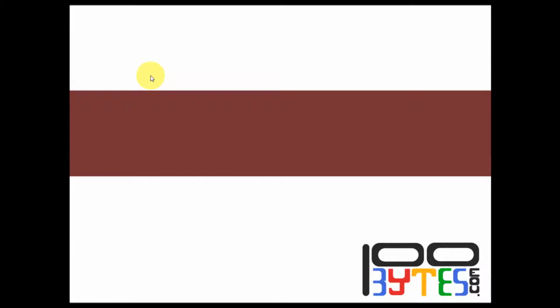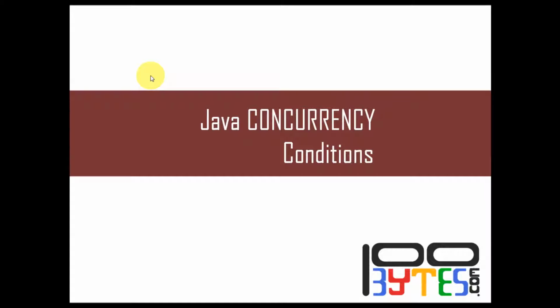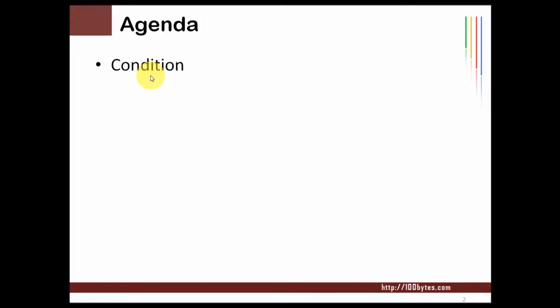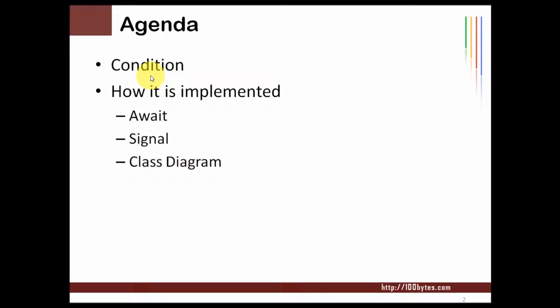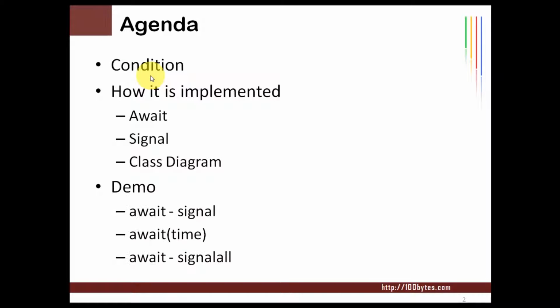This is the Java concurrency series, where in the last video we saw the Java reentrant lock. In this video we are going to see the conditions of the Java concurrency package. The agenda of this video is: we will see what a condition is, how it is implemented, and finally a demo.